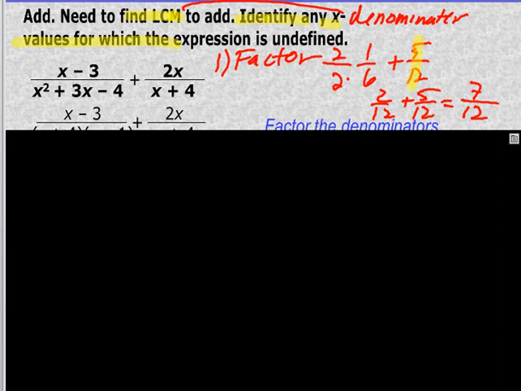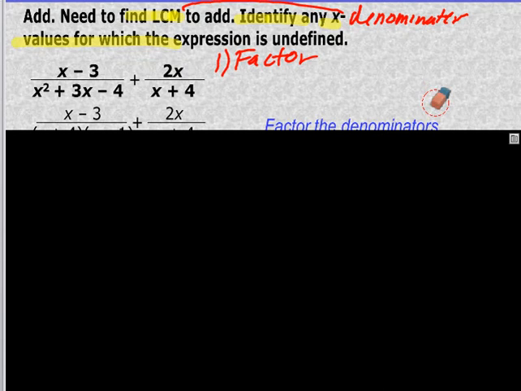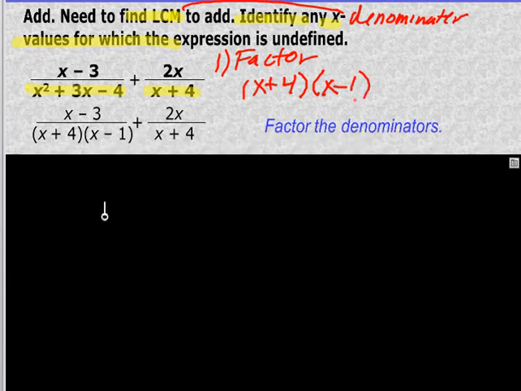Same exact process for rational expressions. So we're finding our common denominator by finding the least common multiple. We're factoring. This is simplified. This one can be factored into x minus 3. Nope, sorry. X minus 4. X plus 4, x minus 1. So here we have that one factored. And now you can see our greatest common or our least common multiple.